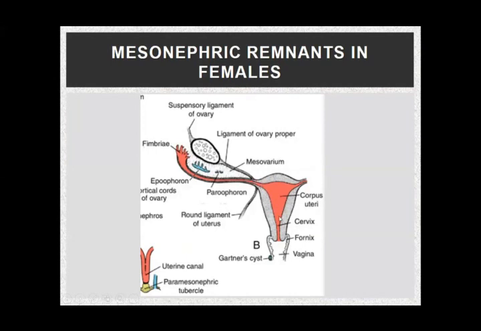This is the uterus, the vagina, and this is the Gartner's duct cyst. Here would be Gartner's duct, the remains of the mesonephric duct. This is the remains of the mesonephric tubules, epoophoron and paroophoron. This drawing is from Langman's. It's a beautiful drawing.